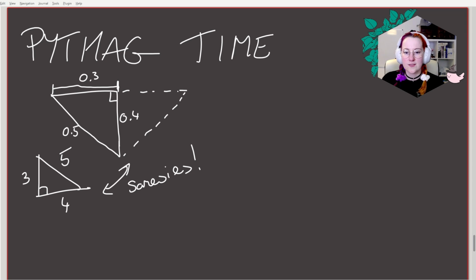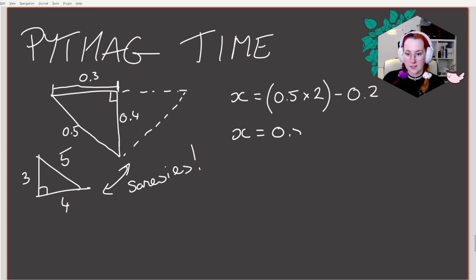Ta-da! So that gives us that the length of the string is our new length, which is 0.5 times 2, because remember, it's two triangles put together. It's not just the one. Minus 0.2. So x now is 0.8.